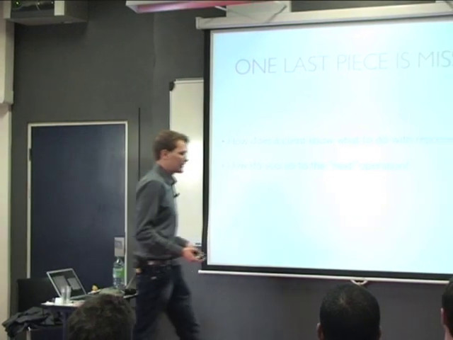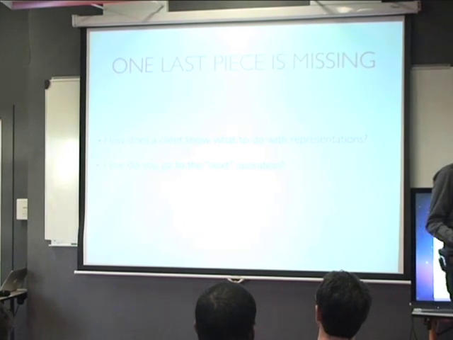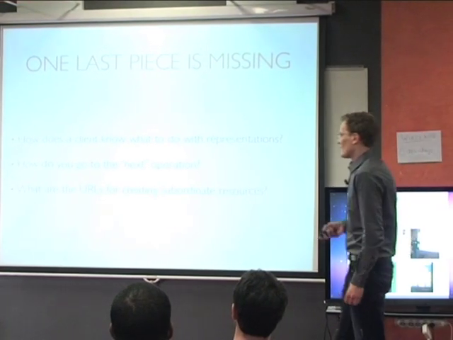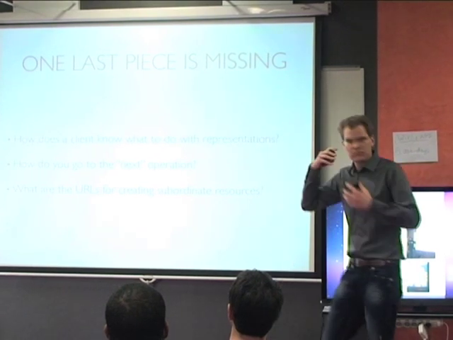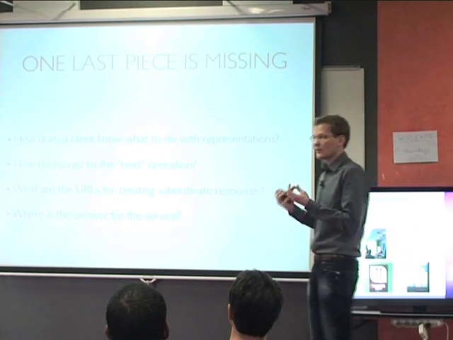So the whole evolvability thing, like, how do you even fetch the next page? Everyone who's ever tried to do pagination in SOAP knows how hard that is. Then how do you even create a new category? Where and how and what does it look like? Where's the whole contract for the service?